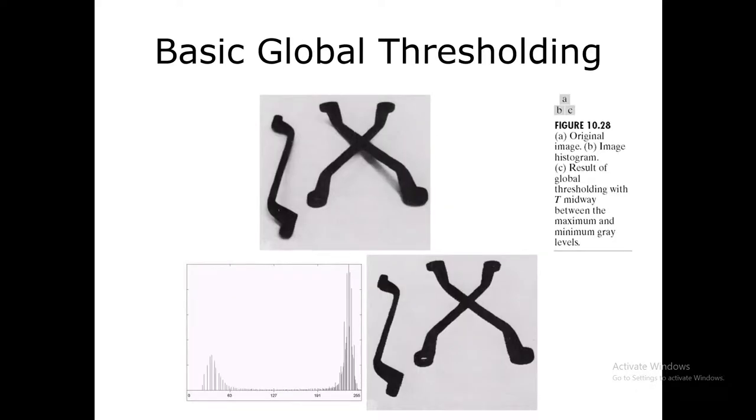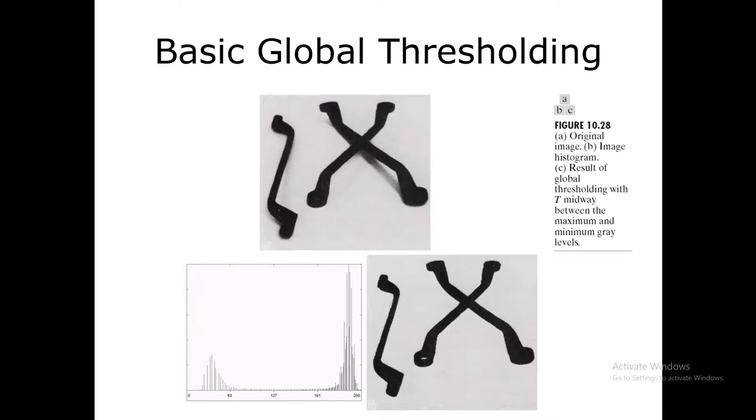Now the question is how to choose this threshold value. Let us come back to the case considering the histogram. We have got the image, and the corresponding histogram is this one. If this histogram is a bimodal histogram, then by inspecting it we can choose the threshold at the dip value.